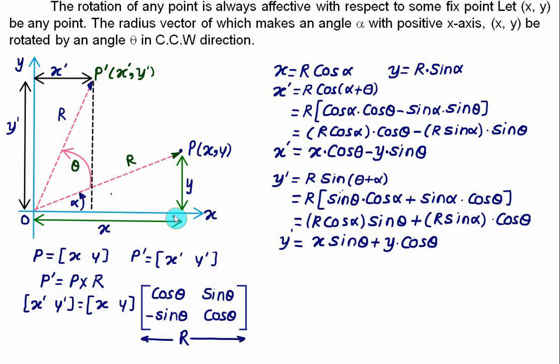We have taken the value of theta as counterclockwise, so counterclockwise is taken as positive. If we are using clockwise, then for clockwise you have to put the value of theta as a negative value. The rest of the calculation will remain the same.